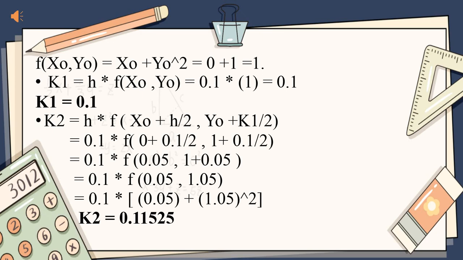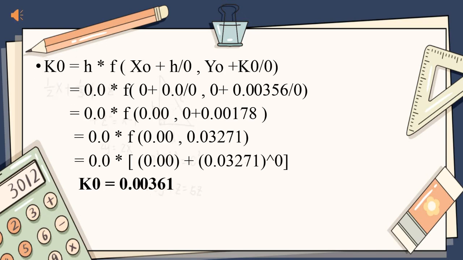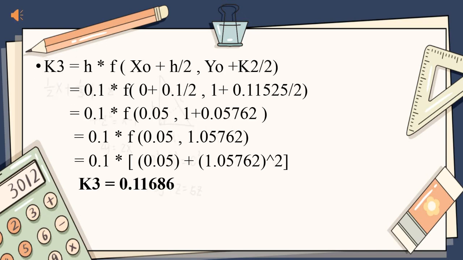You can pause this video and go through all the steps which are listed in this slide. Okay, similarly we calculate the value of k3. So again for k3 we substitute all of these values in the formula, which is equal to h into function of x0 plus h by 2 and y0 plus k2 by 2. Okay, we substitute all of these values and we get k3 is equal to 0.11686. Okay, you can pause this video to understand how the calculations are done.